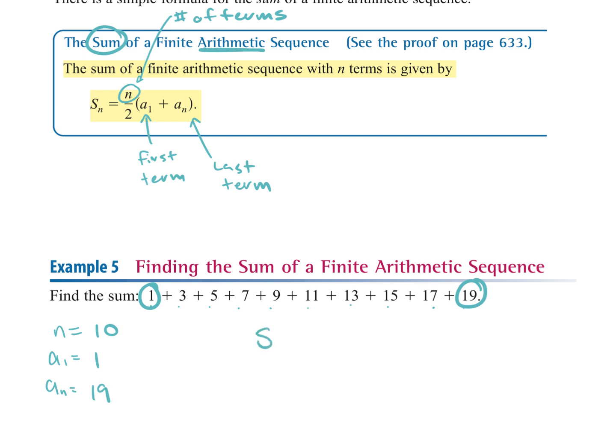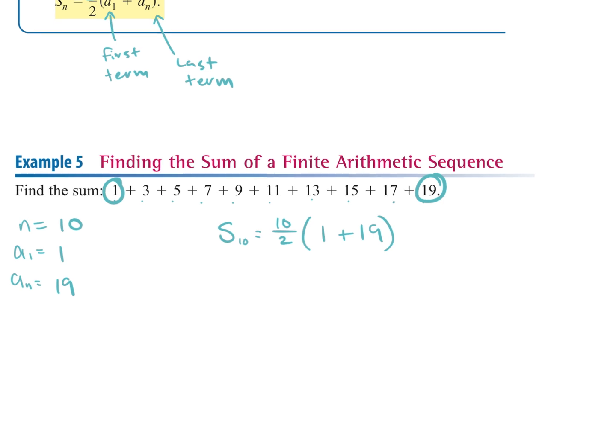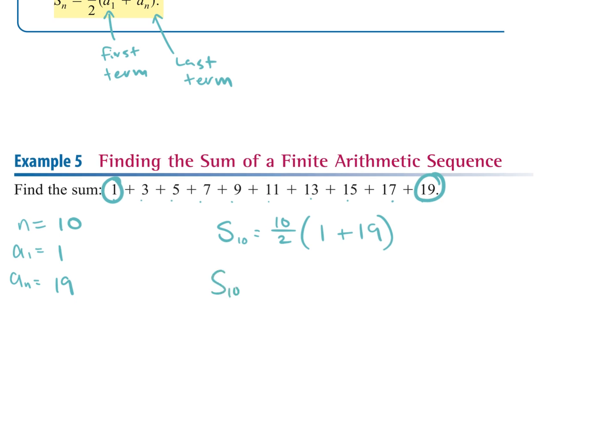So our sum of our 10 terms is n over 2. So 10 over 2, times a sub 1 plus a sub n, so 1 plus 19. So the sum of our 10 terms is 10 over 2, which is 5, times 20. So our sum would be 100.